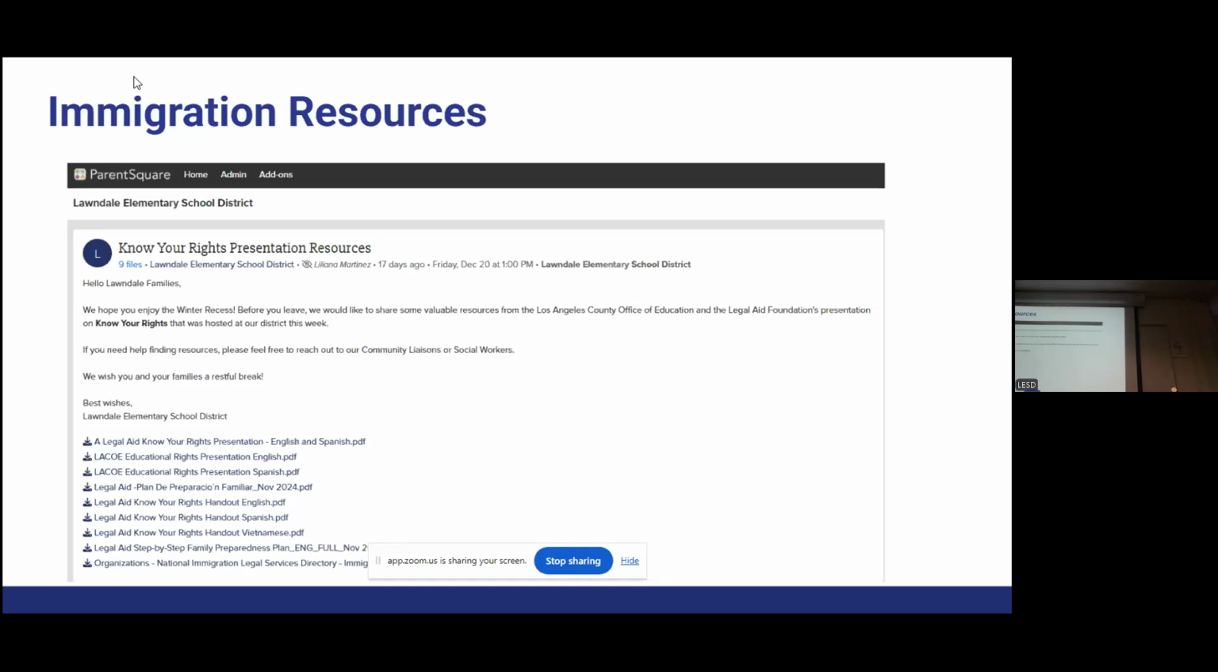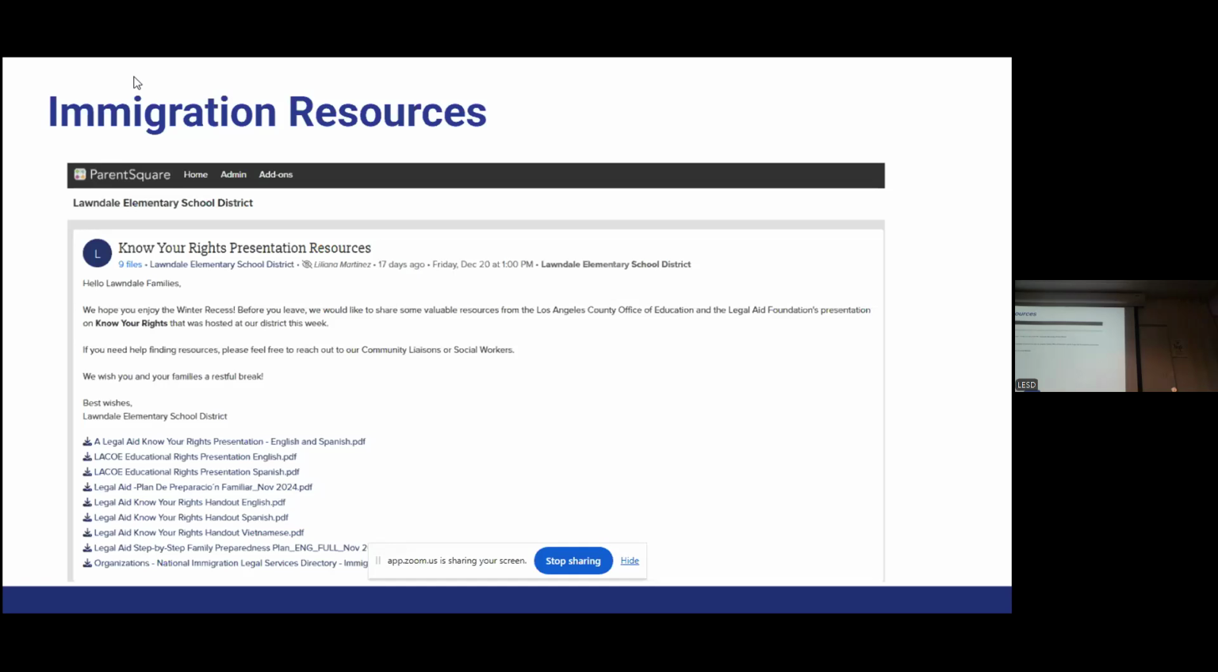What happens if there is a deportation? What happens to your kids, right? There is something called an affidavit, where if you or a family member is deported, you can fill out that affidavit and have it available for the schools. So we know that if something happens to you, the care of your child is going to be in the hands of someone else, right? So it's important for you to review that document. And if you have questions, Legal Aid Foundation is a great resource for you.